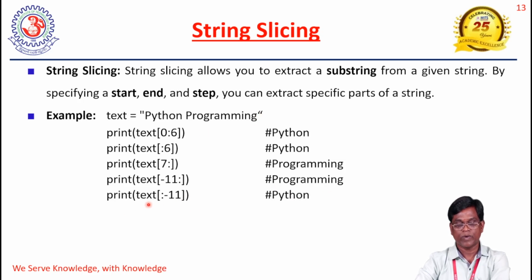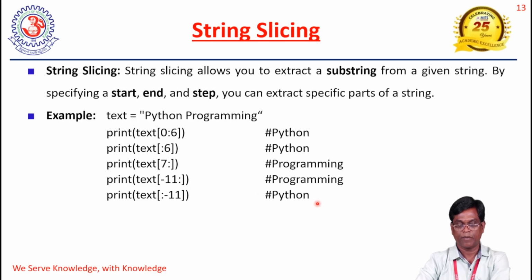And in this one, text of colon -11, I ignored the starting index value so it will start from 0, and it will go up to the -11 index position. Minus 11 means it will go up to the character P in programming, that is, up to the last character but one, so the Python string will be displayed here.